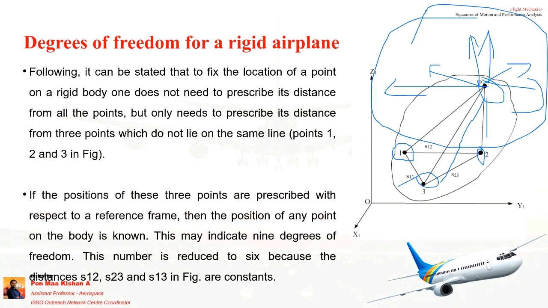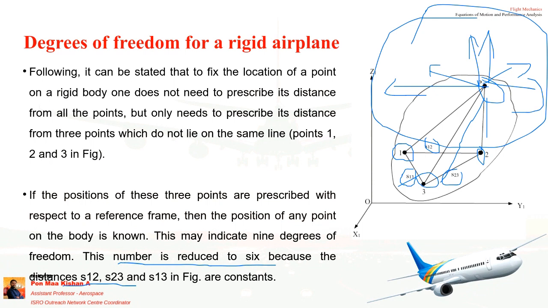So the number of freedom, degree of freedom, otherwise called DOF, is reduced to 6 because the distances S12, S13 and S23 are known. If you don't know those distances, then you have to include those 3 motions also, because when you change the point, the distance will also be changing. If you fix the points, then the distance won't be varying.